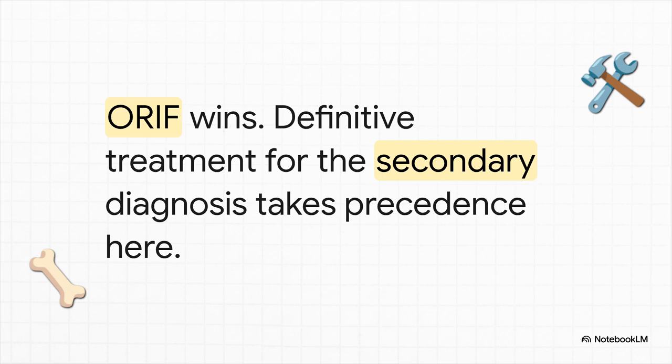But why? Because when none of the procedures performed actually relate to the principal diagnosis, which remember was heart failure, the definitive treatment for the secondary diagnosis takes precedence. The fractured hip is the secondary diagnosis here. The EKGs and x-rays are just diagnostic ancillary tests, and giving medication is considered uncoded nursing care. The ORIF takes the top spot.